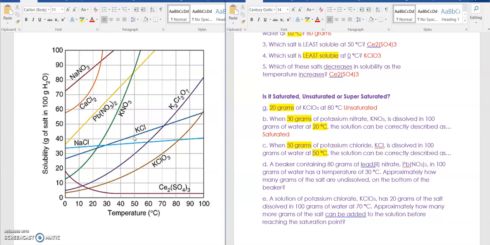So if I know that my solubility at that temperature is 42 grams, anything more than that is going to make it supersaturated. So I can see that 50 grams are trying to be forced into this solution. I know that that's going to be too much. It's not going to be able to dissolve. So I know that this is going to be supersaturated.